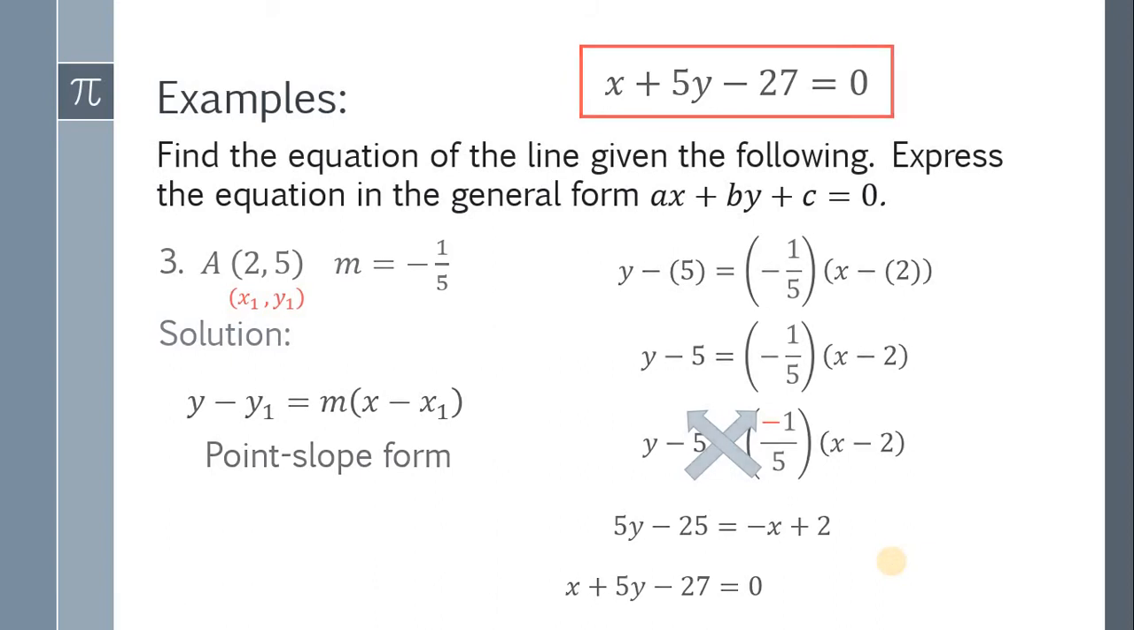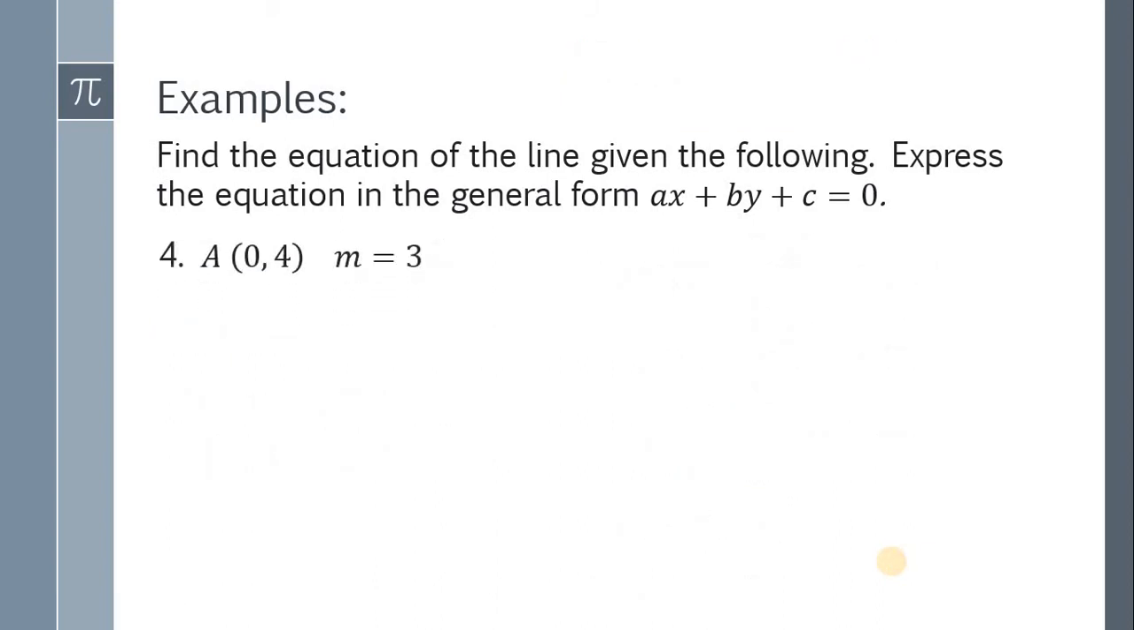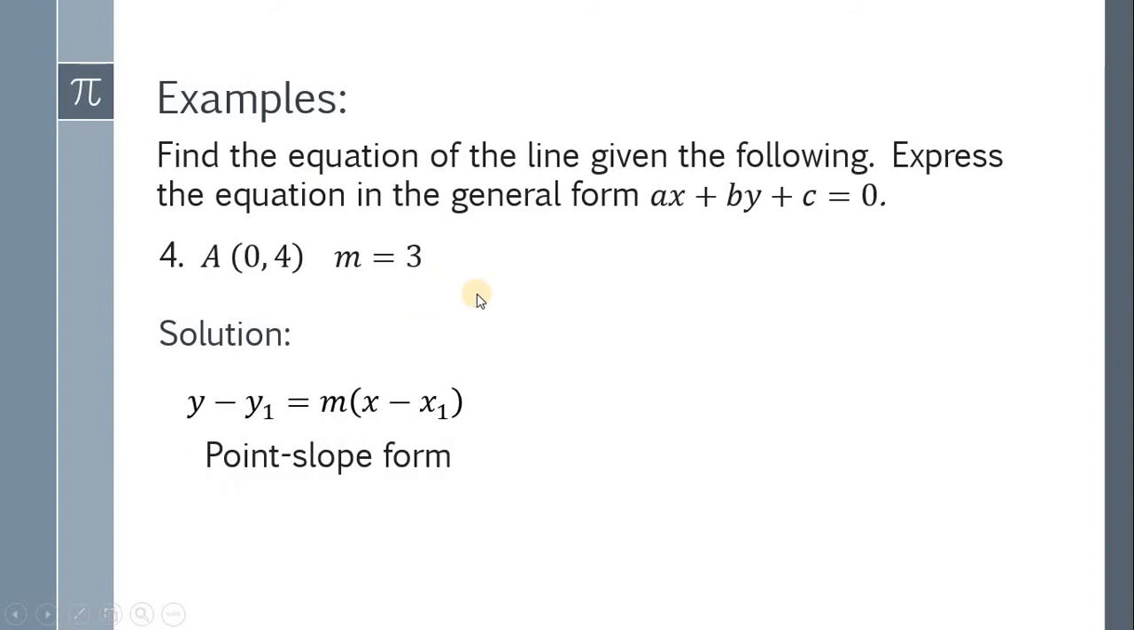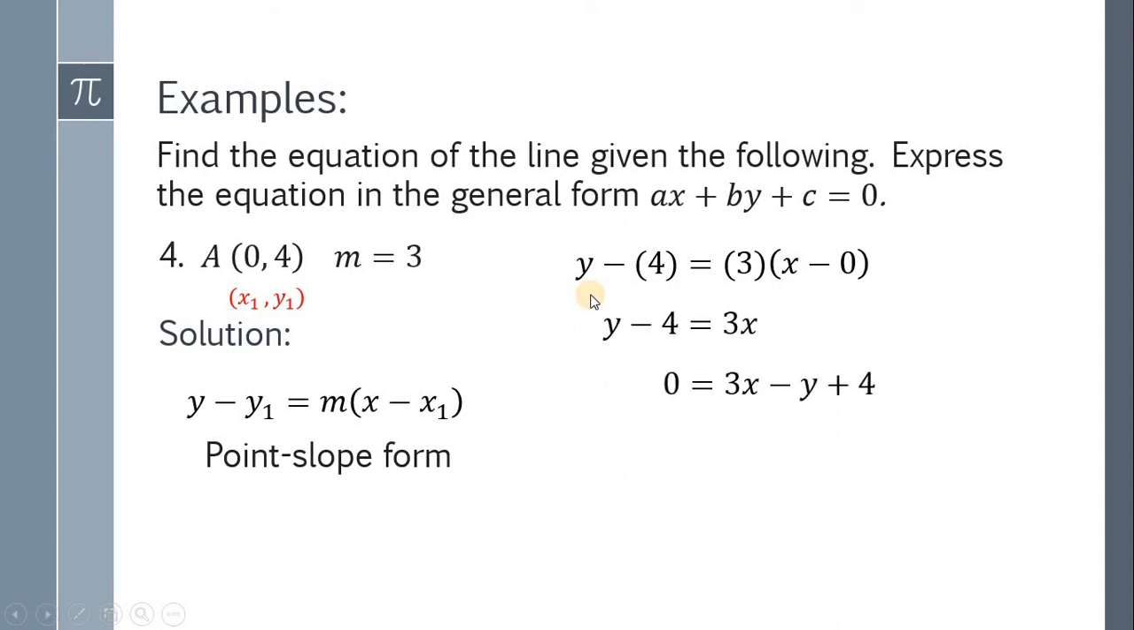Okay, so let's move on to example number 4. We have A equals (0, 4) and the slope is 3. Now, again, point yung given at saka isang slope. So, anong gagamitin? We have a point-slope form. Next, labelan natin. Substitute natin. Simplify natin. And then, equate to 0. And that's the answer. Okay, so very simple.